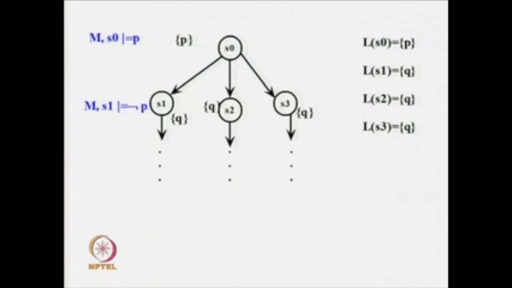Here you can see that we have a model. It is a tree structure, we have an unfolded model: S0, S1, S2, S3. This is the labeling function that we have: P, Q, Q, Q. So, M,S0 models P, because it is labeled with P. Similarly, I can say that M,S1 models not of P, because it is not marked with this atomic proposition. So, in state S1 it models not of P, though we are not marking it.